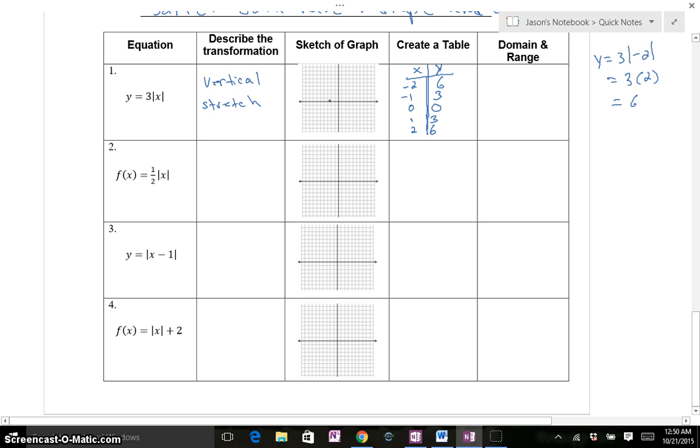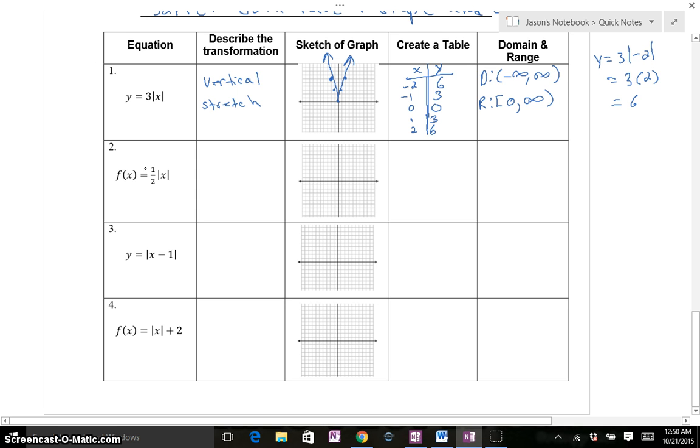So -2, up 6. -1, up 3. 0, 0. Over 1, up 3. Over 2, up 6. And as you can see, there's our absolute value, and it looks like it's been stretched. It's more narrow. Domain is still -infinity to infinity, all real numbers. Range didn't change either. Still the same, 0 to infinity.